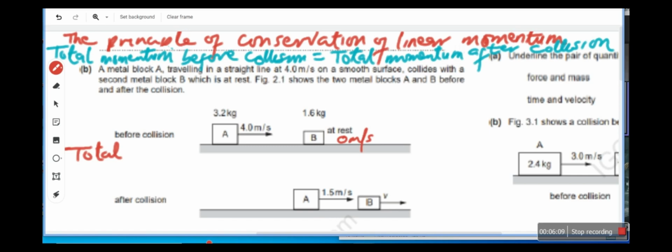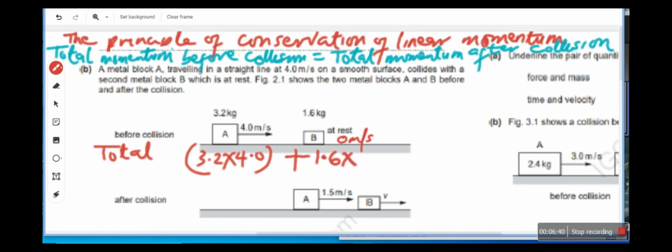Okay, so total momentum before collision. Let's get the total before collision. What's the total? Mass times velocity of this one, which is 3.2 times 4.0, plus, what's the momentum of B? 1.6 times 0, and that gives us what? 12.8 kilograms meter per second.